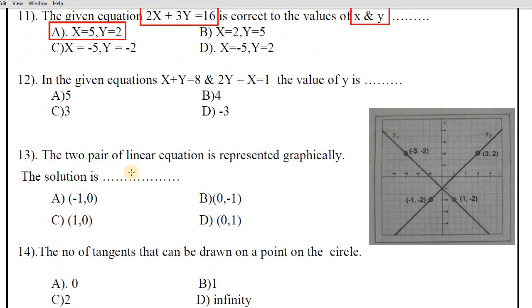Next, question number 12, children. In the given equations, x plus y equals 8 and 2y minus x equals 1, the value of y is. So, we want to find the value of y, children. To find the value of y, we want to solve these equations by the elimination method. See, this equation is there, now the second equation, 2y minus x equals 1.